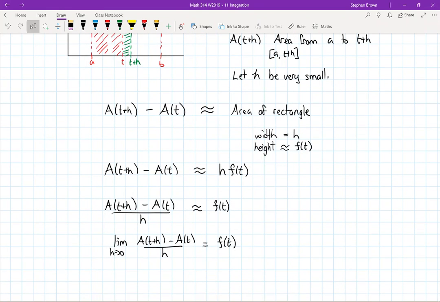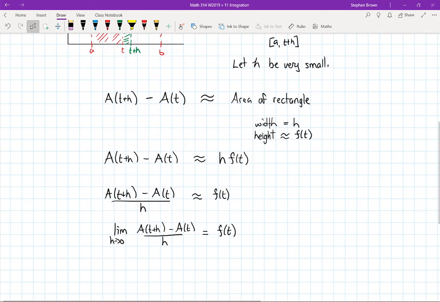Now, if you stop there for a second, I'm hoping that looks pretty familiar. You've seen that before, where you have a difference of two things with h's divided by h as h goes to 0. That is the rate of change over a very small value h, and we call that the derivative. This says that the derivative of area, the rate at which area is increasing at any point in time, is equal to the height at that point in time. Now that is kind of our big first step.